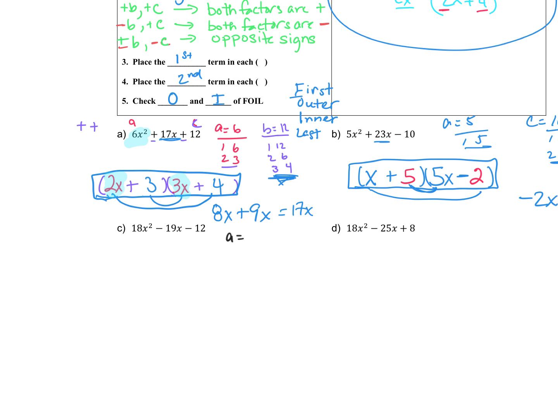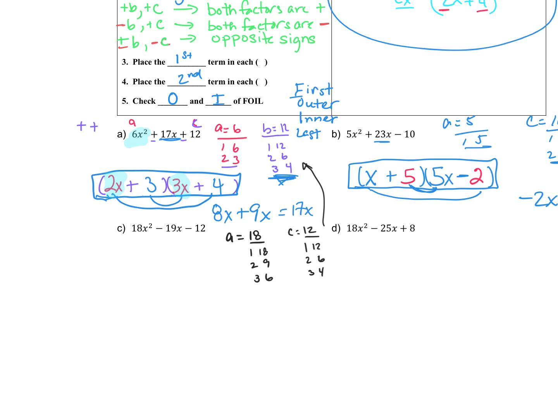A is going to be 18, which is 1 and 18, 2 and 9, 3 and 6. I have 12, which is 1 and 12, 2 and 6, and 3 and 4. You could have looked just up here too, but I wrote it out anyways. And that's going to be my C.